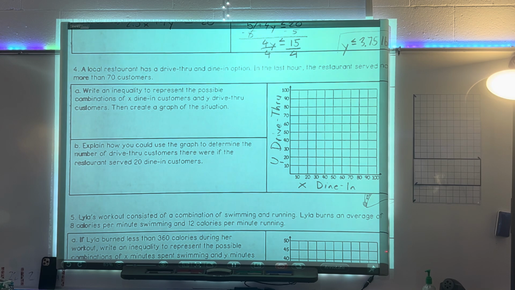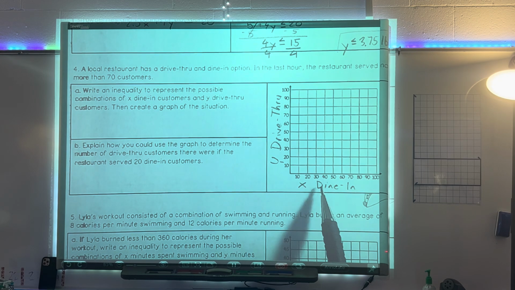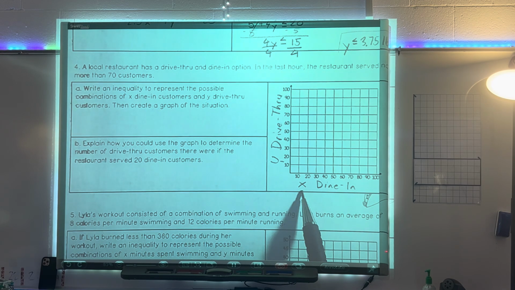Dine-in is represented by what? X. What does X mean? I mean, I know it's dine-in. It's the number of people dine-in, right? Do I know how many? At least 70, or no more than 70. I'm talking about X specifically. Do I know how many? No. No, that's why I'm using X, right?